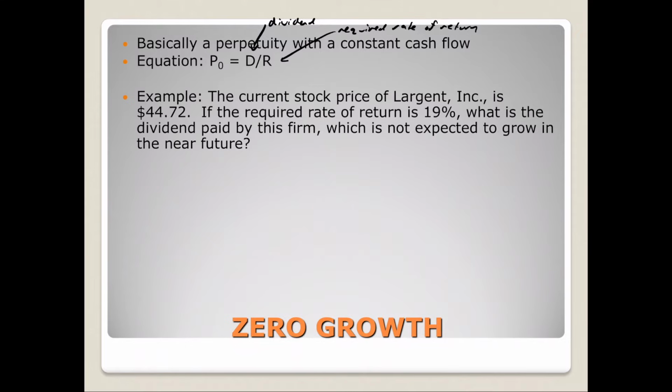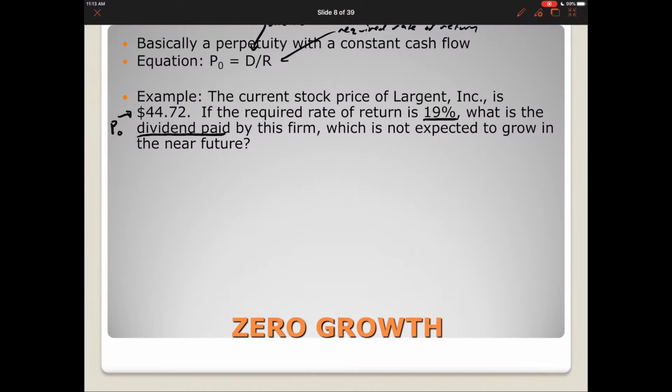So the current stock price of Largent Incorporated is $44.72. So this $44.72 is your P sub 0. That's the current price. The required rate of return is 19%. What is the dividend paid by this firm, which is not expected to grow in the near future? So that is telling us right there that we have a zero growth assumption.